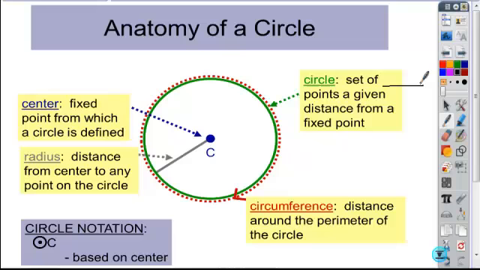We want to limit our definition of circle to 2 dimensions. Any ideas on what we could insert in this blank spot to limit our definition to just the 2 dimensions? The points have to be where? Coplanar. They have to be in the same plane. So if we add the term coplanar here, we get that a circle is by definition the set of all coplanar points that are a given distance from a fixed point. The fixed point is called the center, and the given distance is called the radius.